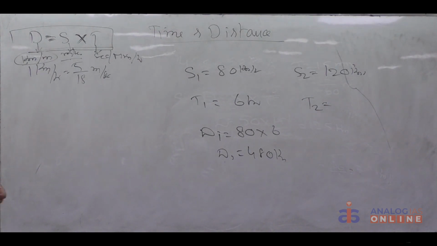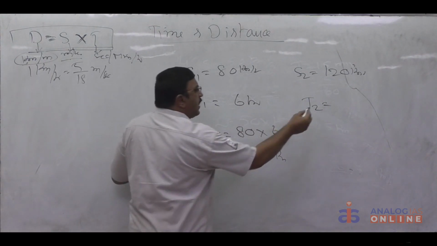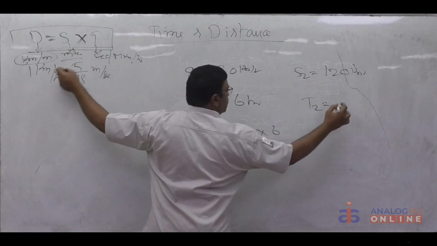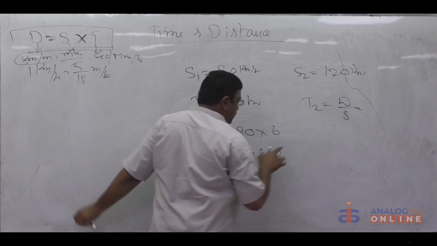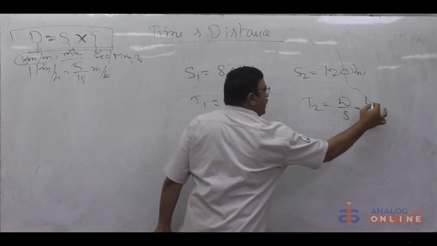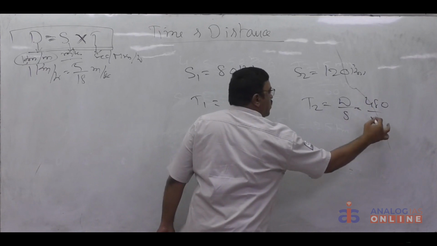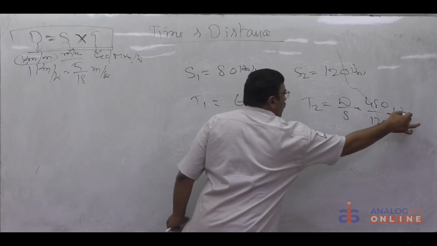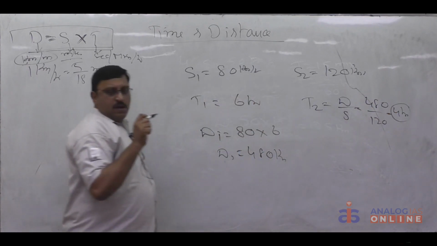So here, time means distance by speed. Distance means how much? 480. So 480 by speed, that is 120. So it comes around 4 hours.